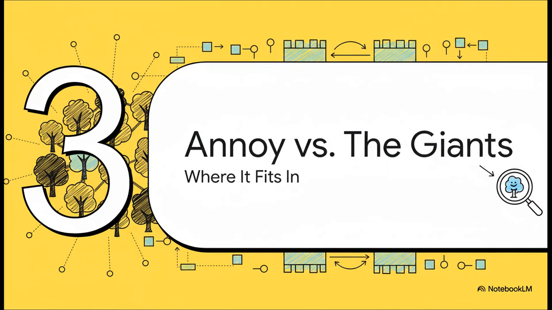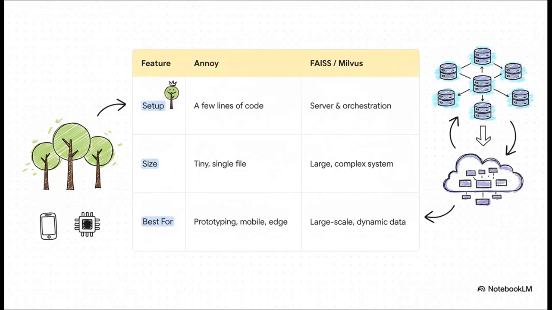So it's really important to understand where Annoy fits in the grand scheme of things. I mean, in the world of vector search, you have these massive, super powerful database systems. So how does a tiny little library like this stack up against them? Well, when you put them side by side, the difference is just night and day. The giants, things like Faiss or Milvus, they require servers, complex setup, orchestration. They're amazing for huge, constantly changing datasets. Annoy, on the other hand, is the definition of simple. We're talking a few lines of code and a single file as the output. It's just built for a totally different job, getting started fast or running on a device that has limited resources.